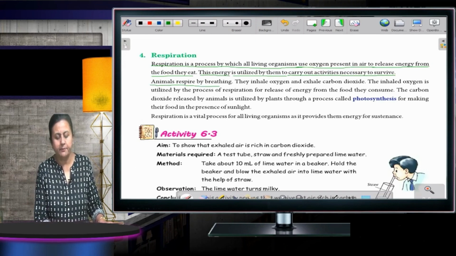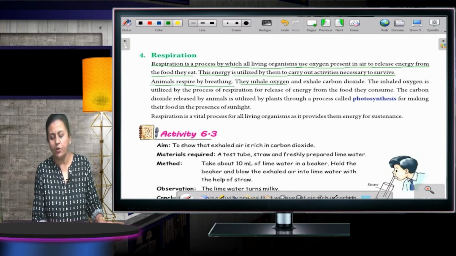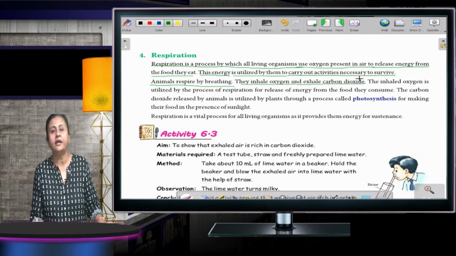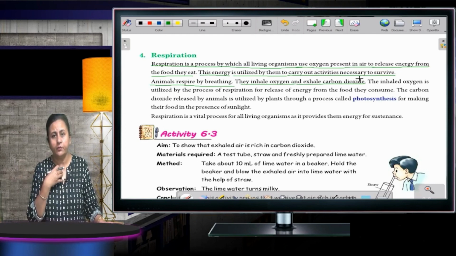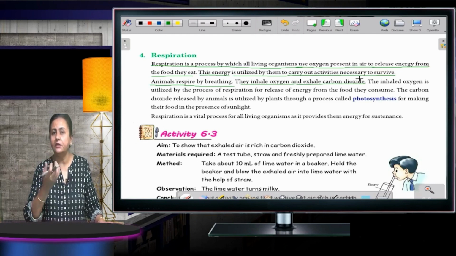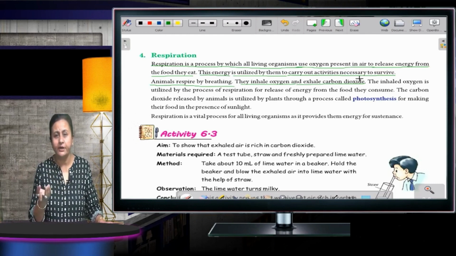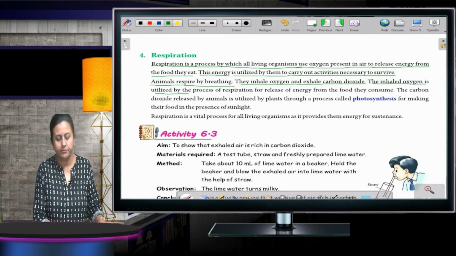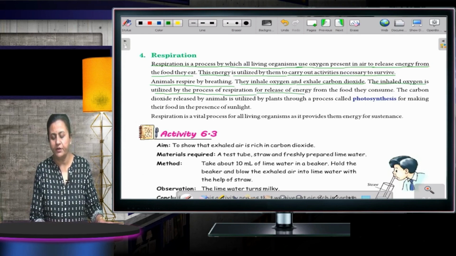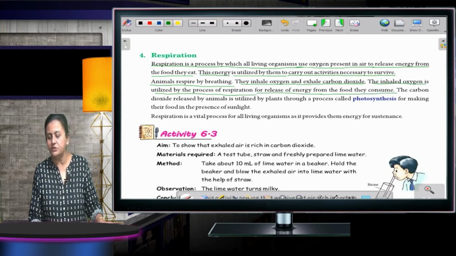Animals respire by breathing. They inhale oxygen and exhale carbon dioxide. All the living organisms, what are they doing? If I talk about myself, I'm taking in oxygen and giving out carbon dioxide. The inhaled oxygen is utilized by the process of respiration for release of energy from the food they consume.